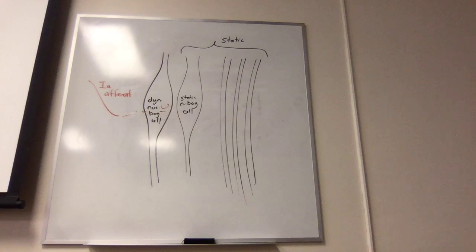So either they're wrapped around these cells that are getting stretched, either the muscle spindle cells are getting stretched, or the Golgi tendon cells, as you stretch, they're getting pinched by collagen fibers, and that's causing them to fire. Again, those are kind of odd channels, but they're a little harder to understand.